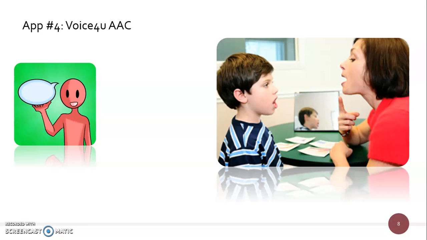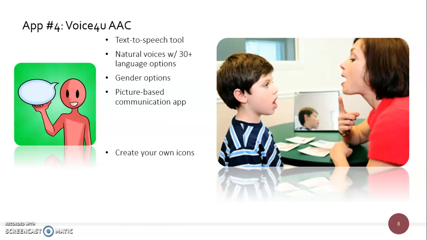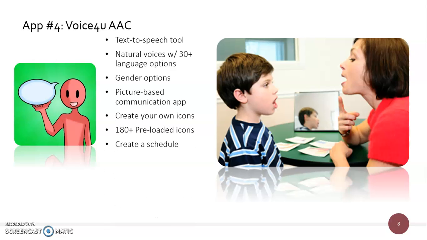The fourth app is called Voice for You, and this app would be especially beneficial for students who are nonverbal or students who have trouble with social and emotional needs, because this allows them to voice what they need. It is a picture-based app. It has preloaded icons on it, and you can also create your own icons. And when you click on an icon, the voice on there, which has 30+ language options and gender options, will verbalize what you are trying to say.